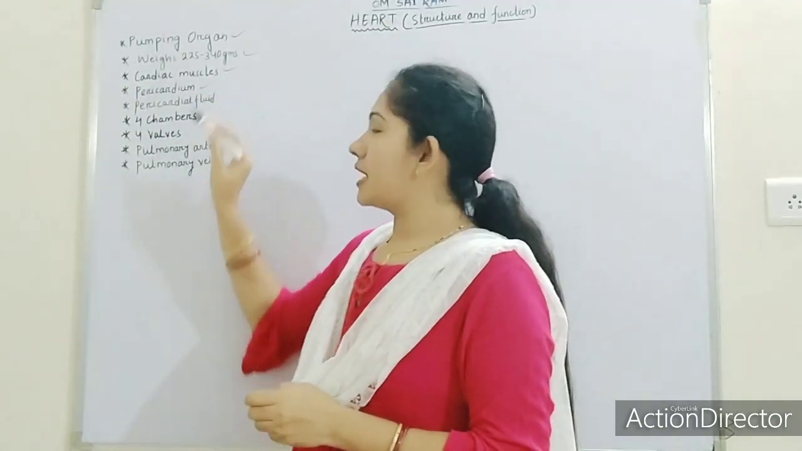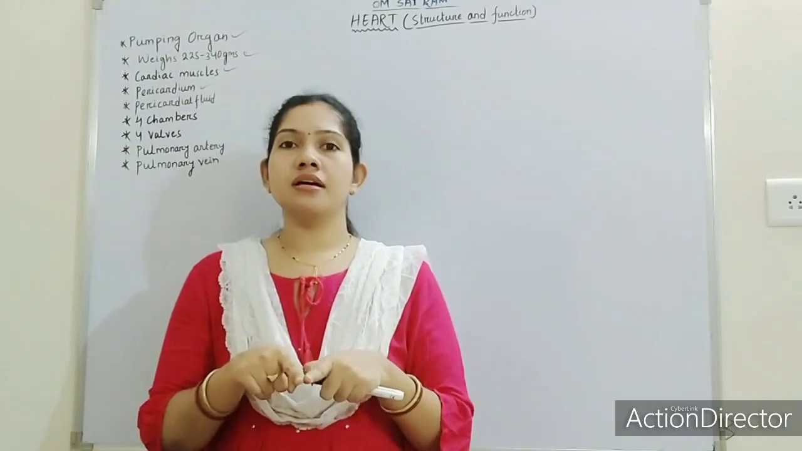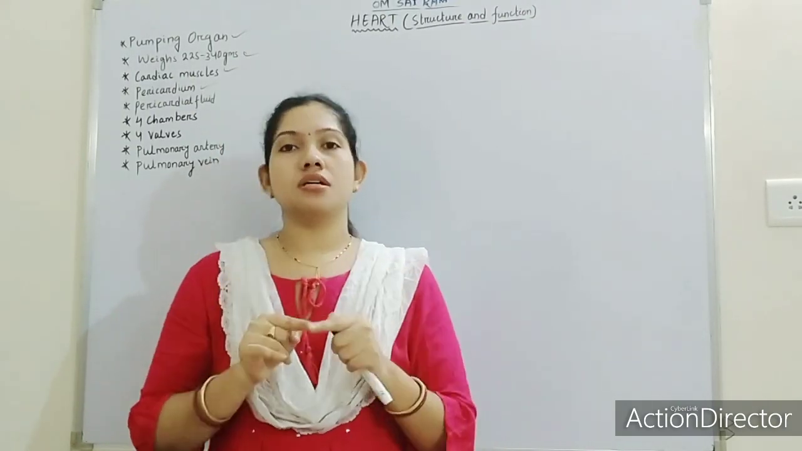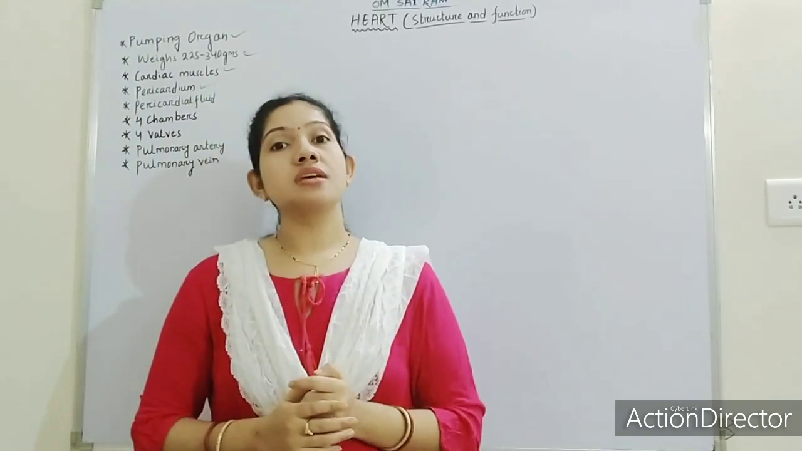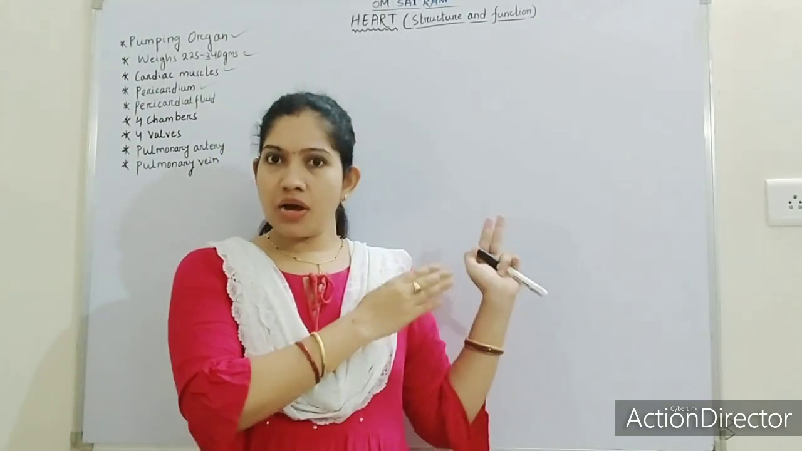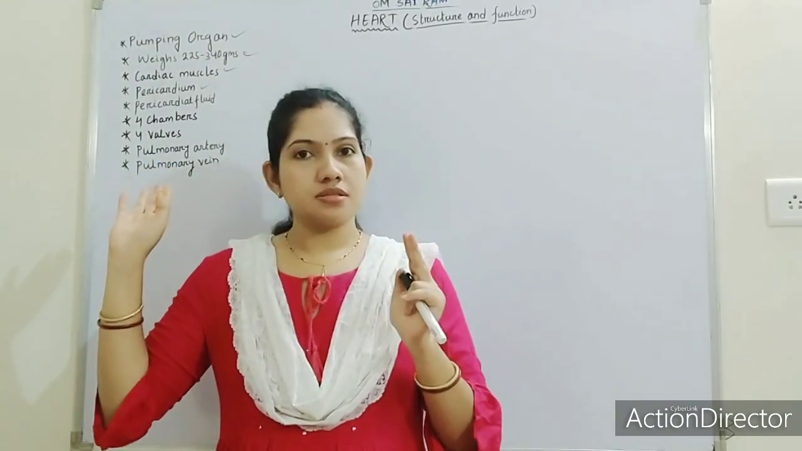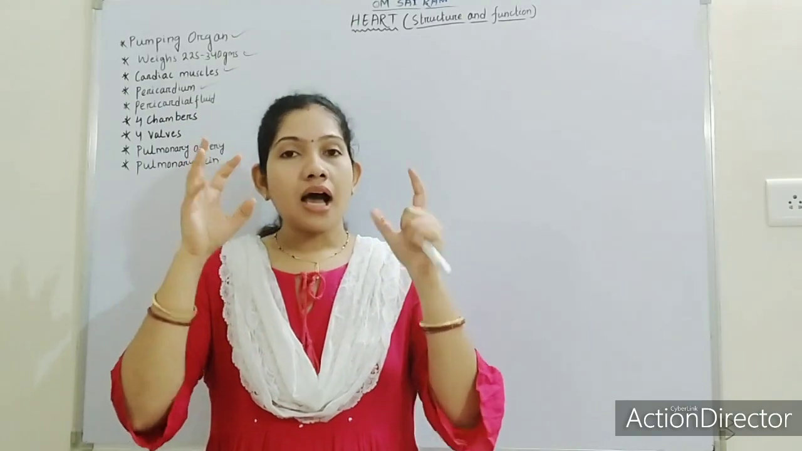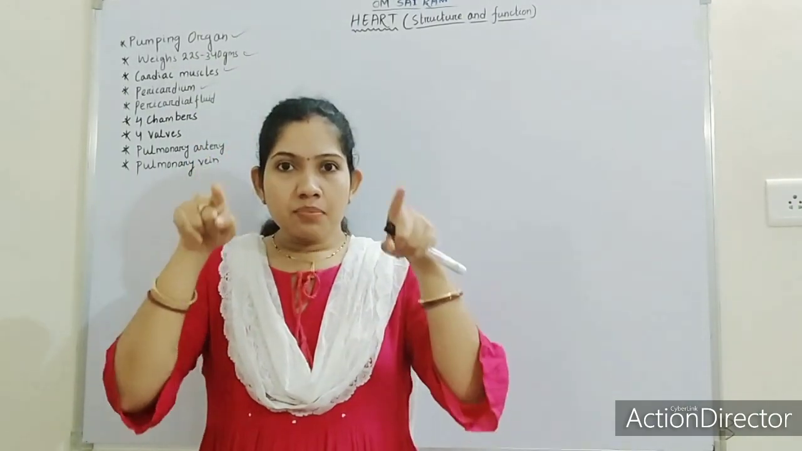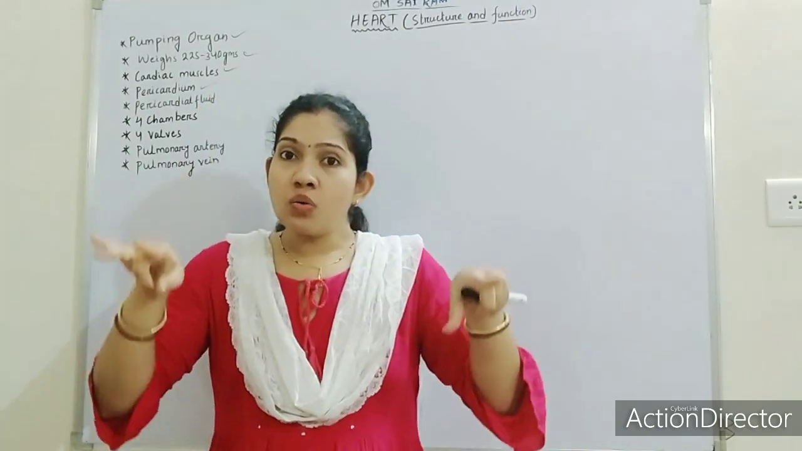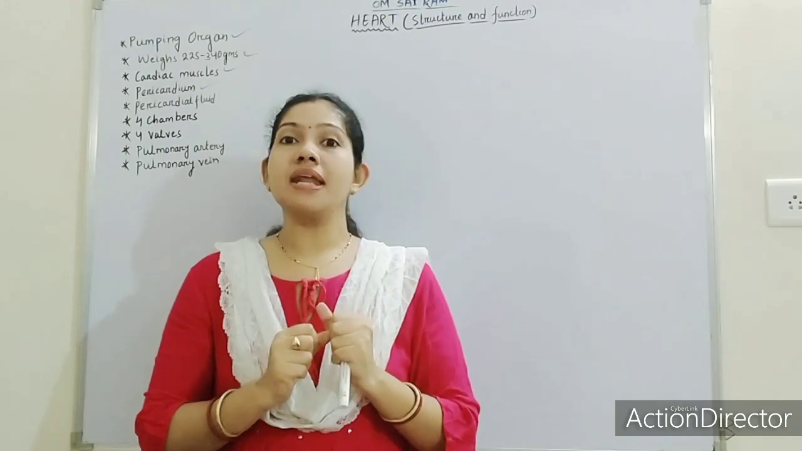Next, pericardium. What is pericardium? Pericardium is the double layer which surrounds the heart. It is a double layer which surrounds the heart. Just now I will draw, and at that time I will clearly tell you about all this. Remember, the heart muscle is known as cardiac muscle, and the double layer membrane which surrounds the heart and protects the heart is known as pericardium.